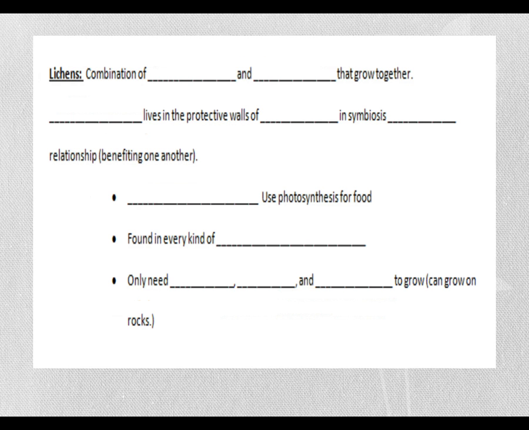All right. Then let's talk about lichen. And Mason brought this up yesterday. If you're camping or you're in the woods or you're hiking or anything like that, then you probably come across some lichen. And it's a combination of both fungus and algae. And what happens is they grow together. And algae lives in the protective walls of fungus. And that creates a symbiotic, not symbiosis, symbiotic.